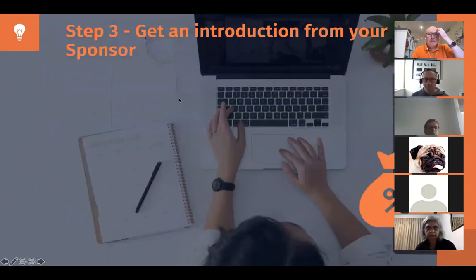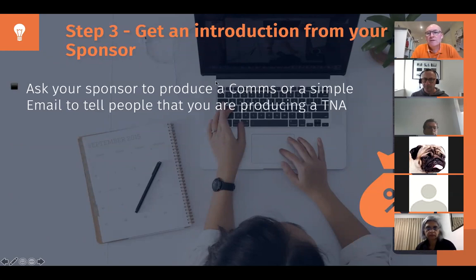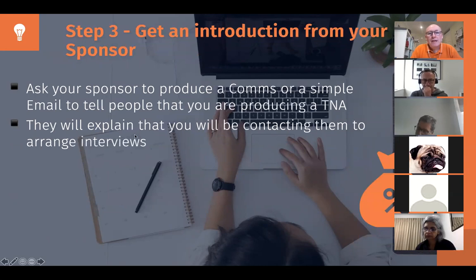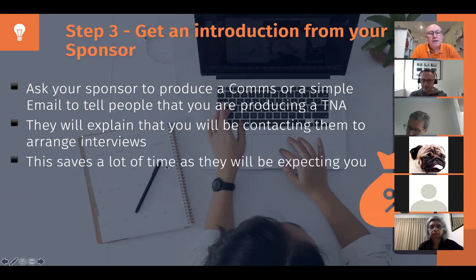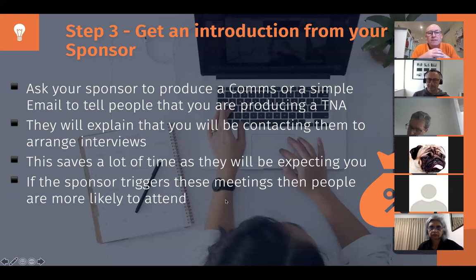Step 3, gather an introduction from your sponsor. Ask your sponsor to send a comms or an email or some kind of communication to say who you are and what you're doing. This will explain that you're going to be reaching out to people in the business to arrange meetings, and saves a lot of time. If the sponsor triggers these meetings, people are more likely to attend, more likely to respond to your emails and actually come up with the goods.